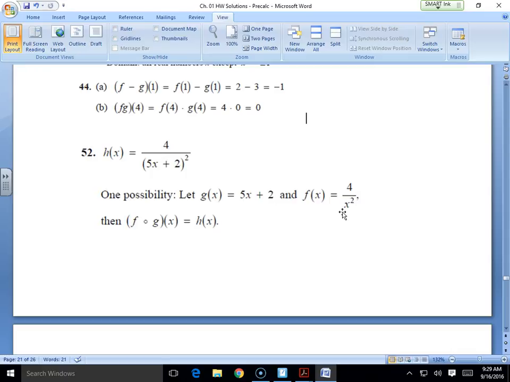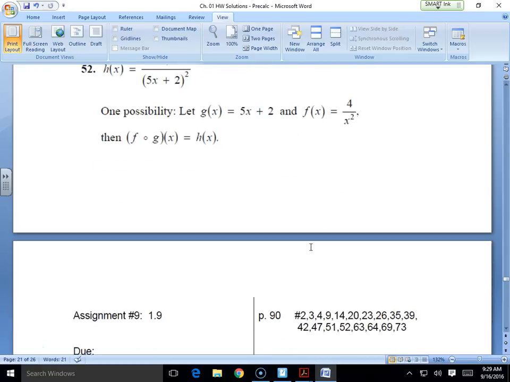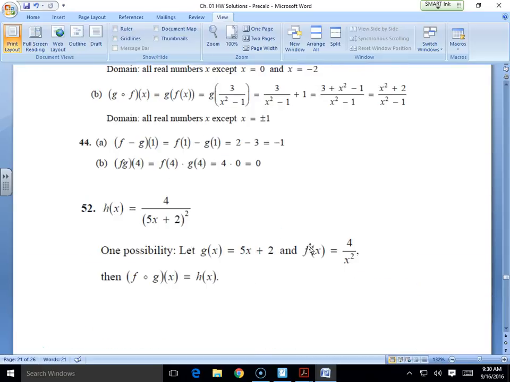That's the decomposing. Remember, we looked for the innermost and then we did the different colors. 5x plus 2 is the innermost. 4 over something squared, call that something else. And then, oh, hey, yeah. There you go. Any quick odds that you guys remember?